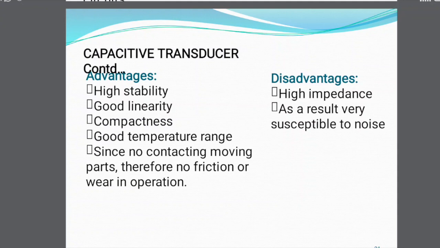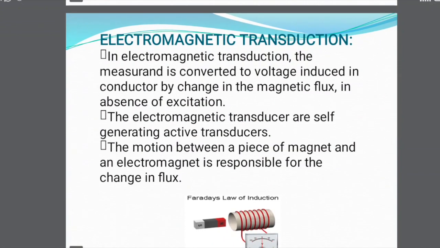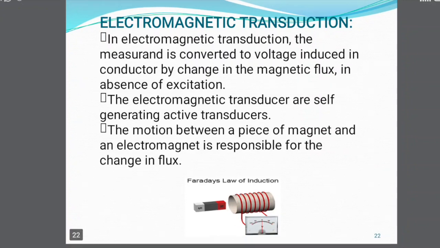Capacitive transducer, advantages and disadvantages. The major advantages are high stability, good linearity, compactness, good temperature range, etc. The disadvantages are high impedance, as a result very susceptible to noise. Electromagnetic transduction. In electromagnetic transduction, the measurand is converted to voltage induced in a conductor by change in the magnetic flux in absence of excitation. The electromagnetic transducers are self-generating active transducers. The motion between a piece of magnet and an electromagnet is responsible for the change in flux.